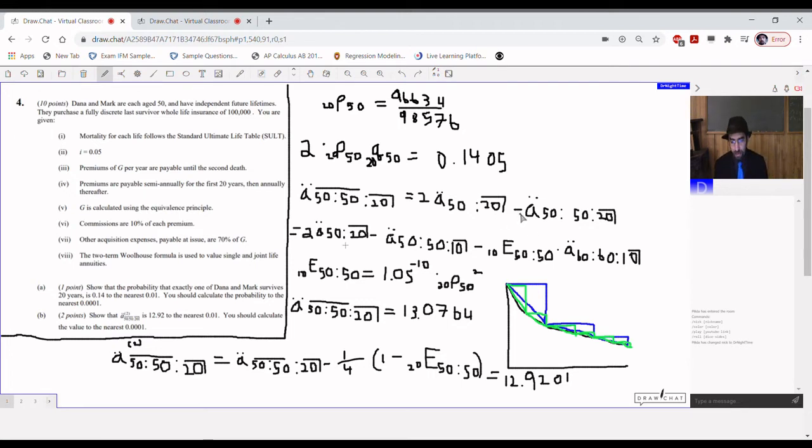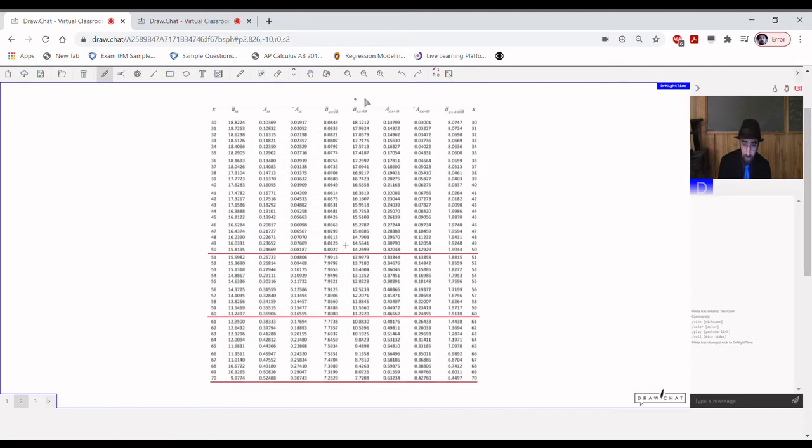And one last really annoying bit: we can find the actuarial present value of an annuity for a 50-year-old with a 20-year term, but not for two 50-year-olds with a 20-year term. No, that table has a column for 10-year terms, but nothing for 20-year terms. Meh.